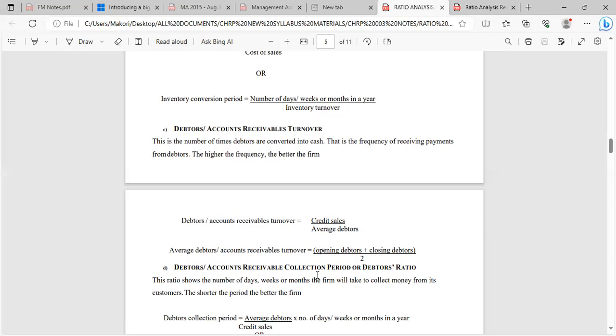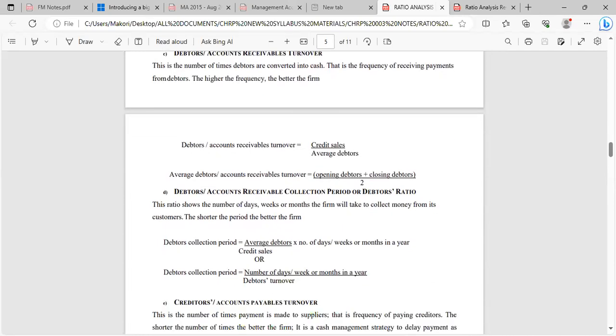Then we have the debtors collection period. The debtors collection period is the number of days, weeks or months the firm will take to collect money from its customers. The shorter the period, the better. It is the reciprocal of this, but you multiply by the days. Here it is credit sales over average debtors. Here it is going to be average debtors over credit sales, but now you multiply by the days, weeks, or months.